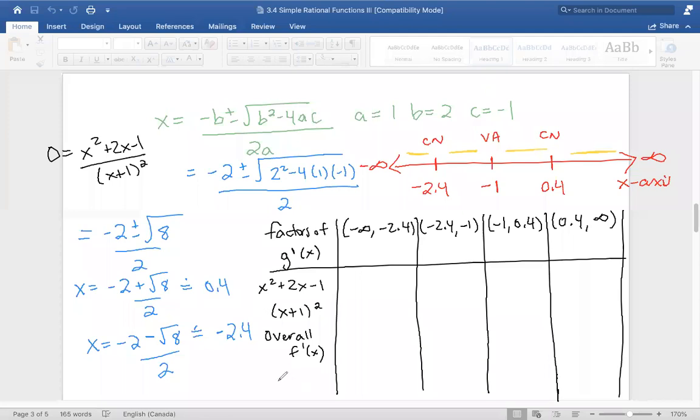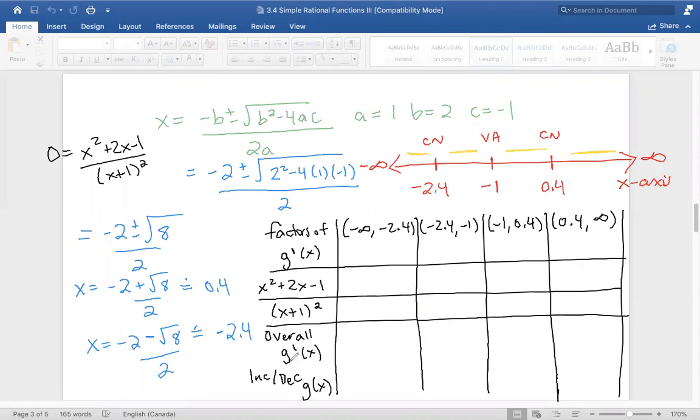Then I have my increase or decrease right over the original function. Shouldn't I be putting g here? Yes, I should. No problem. My overall sign of g prime of x, and then increase and decrease of g of x, the original function. I shouldn't erase part of it because my brain just finishes it off. And again, I'll put some lines there to make it easier for me to see where your answers are lining up.